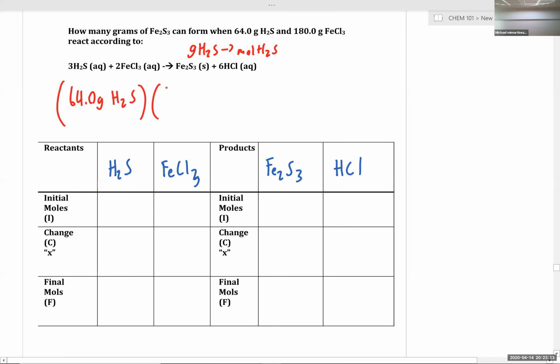So then we know in 1 mole of H2S, there are 34.0 grams. So all we have to do is punch that into the calculator. And so for our initial moles of H2S, we get 1.88235. We're going to carry as many digits as possible. I'm just carrying to 5 decimal places because that's what fits in this column.